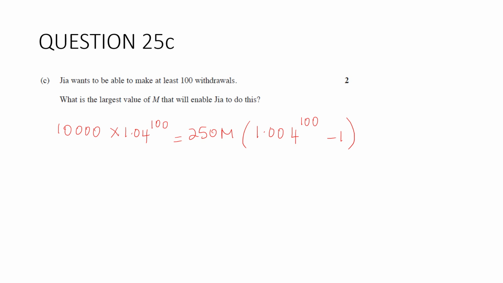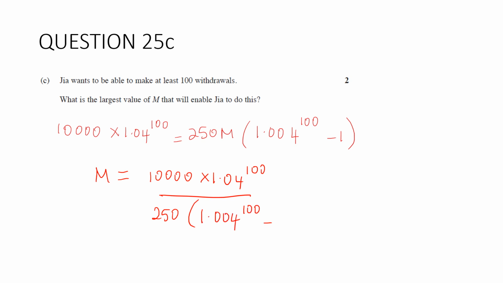And solving for m, we have 10,000 times 1.004 to the power of 100 divided by 250 brackets 1.004 to the power of 100 minus 1. Now that is equal to 121.527, and I can see that normally that would round to 53. However, if we round up, he won't be able to make 100 withdrawals, he'll only be able to make 99. So the m that we want is $121.52.